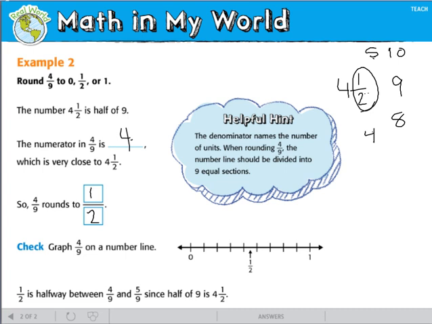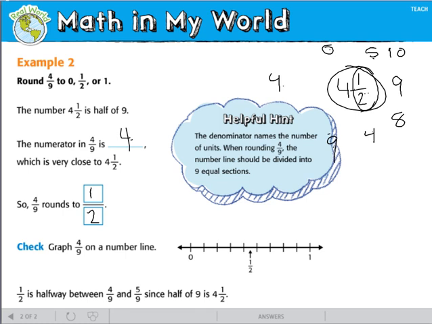Okay? All they did is they did the number line stuff in their head. They said, okay, we have 4. So that means we have 0, 4.5, or 9. 4 is way closer to this than it is to either one of those. So it's just 1/2. Okay?